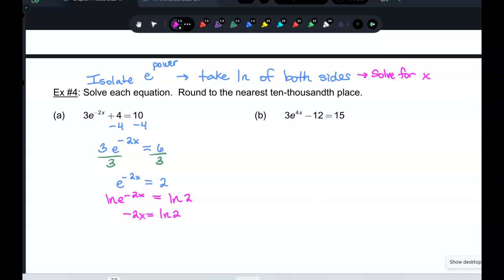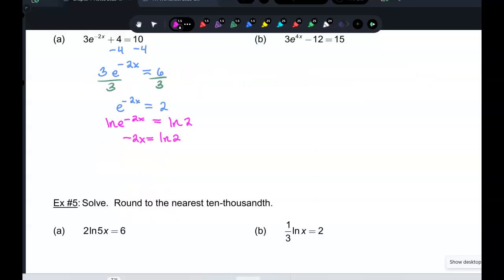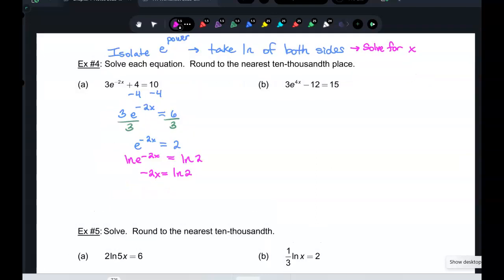So first step, isolate e to the power. Second step, take the natural log of both sides. Third step, we're going to solve for x. So ln e to the negative x equals. Wait, so ln e is pretty much 1. It is. So the answer is x equals ln 2 over negative 2.